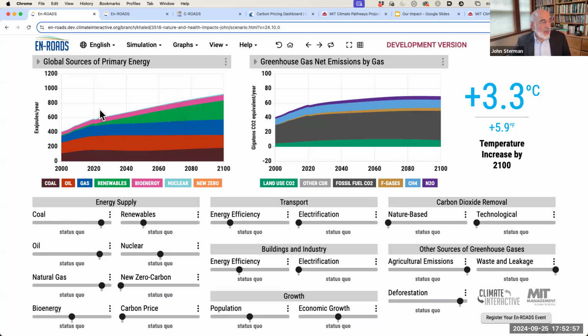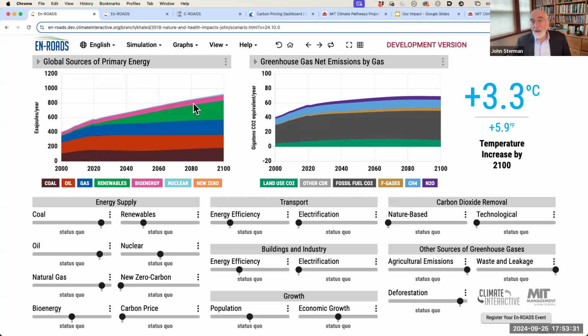This graph on the left shows total global primary energy use by source. Coal is brown at the bottom, oil is red, fossil gas, so-called natural gas, is blue. In the model, wind, solar, hydro, geothermal, and other renewables are all modeled separately because they have different costs and supply curves and rates of technological progress, but they're all producing essentially zero carbon power, and so they're added together in the green wedge of renewables.